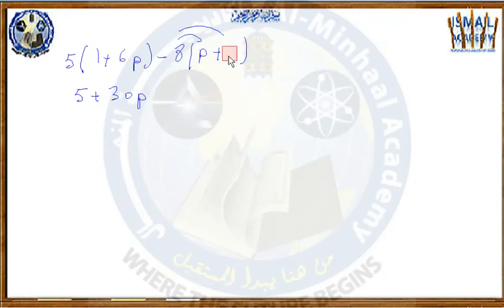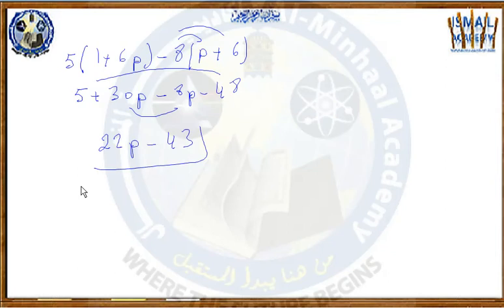So this should be 6. So it should be 6 here. So it's going to be minus 6p minus 48. Then we combine like terms. So it's going to be what? 22p minus 43. So this will be your answer.